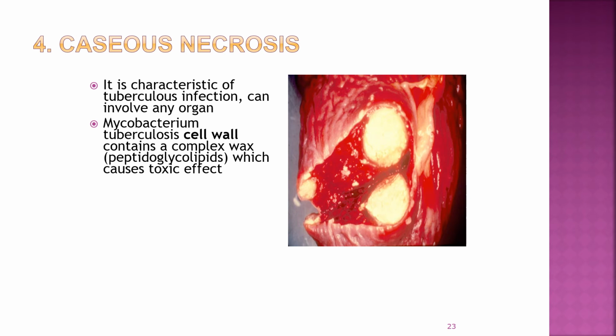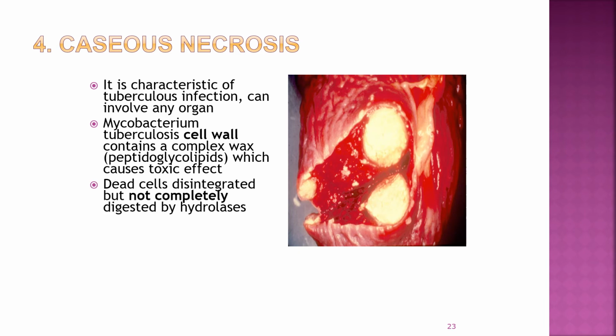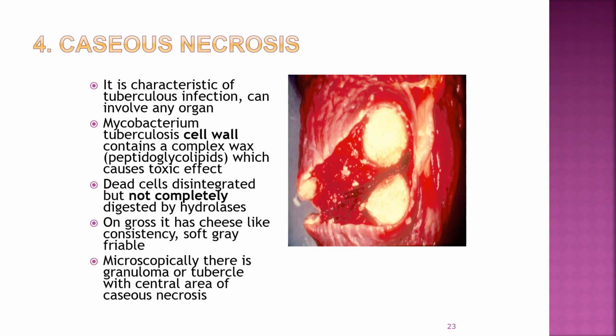The Mycobacterium tuberculosis cell wall contains a complex wax which causes a toxic effect. The toxic effect causes the dead cells to disintegrate but not be completely digested by hydrolase. On gross examination, it shows this cheese-like consistency, soft, gray and friable. Microscopically, there is a granuloma with a central area of caseous necrosis.